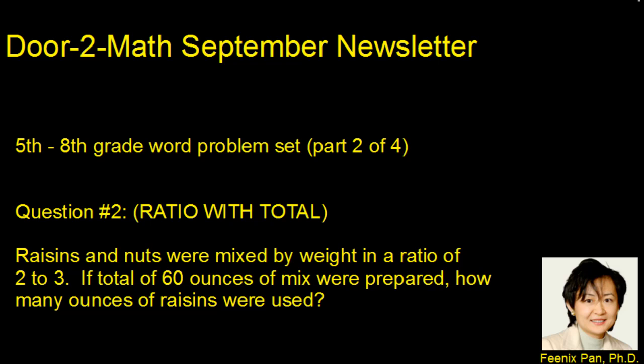We're solving a problem with ratio in mind. This is part two of four, part of the fifth through eighth grade word problem set. The problem states: raisins and nuts were mixed by weight in the ratio of 2 to 3. If a total of 60 ounces of mix was prepared, how many ounces of raisins were used?